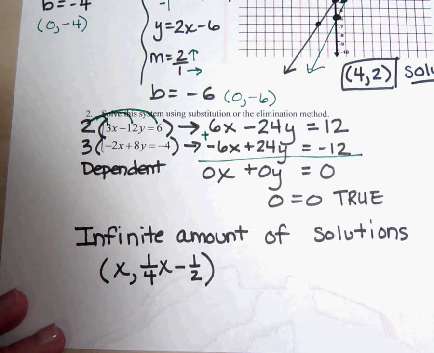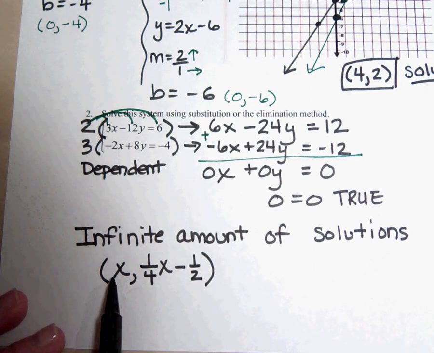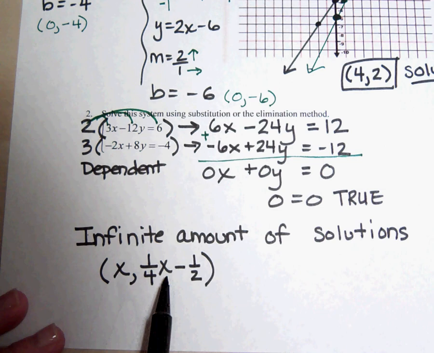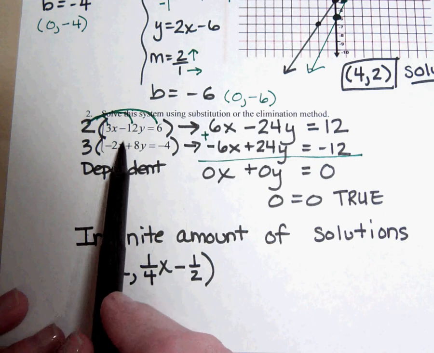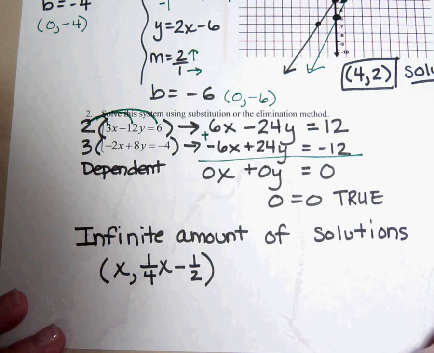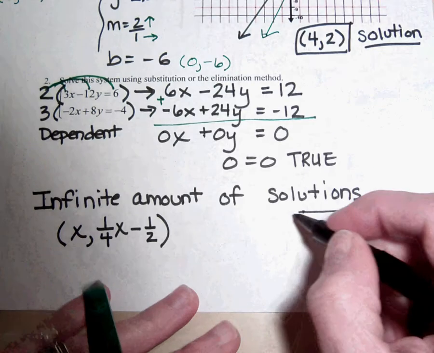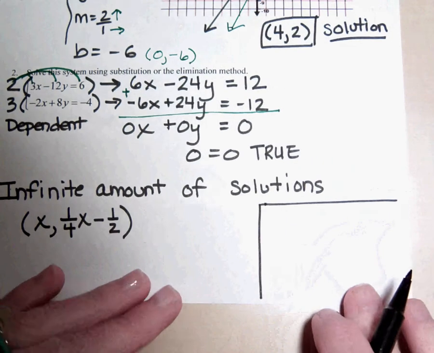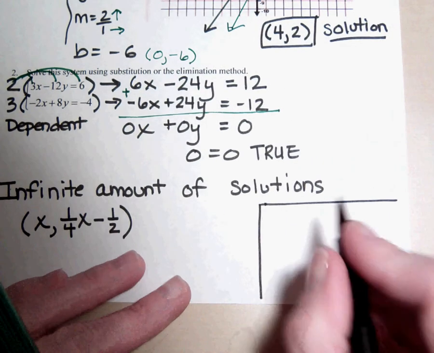So no matter what value you plug in for x, when you substitute that into the slope-intercept form, you get the y value. So if you're wondering where I got this from, it was because I chose one of these two equations and rewrote it. So let's kind of do that off to the side here. You can choose either equation, because remember we said they're the same exact equation.